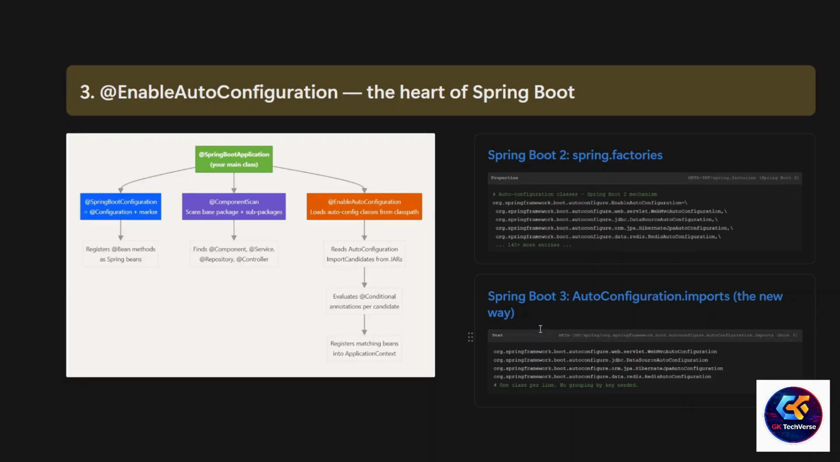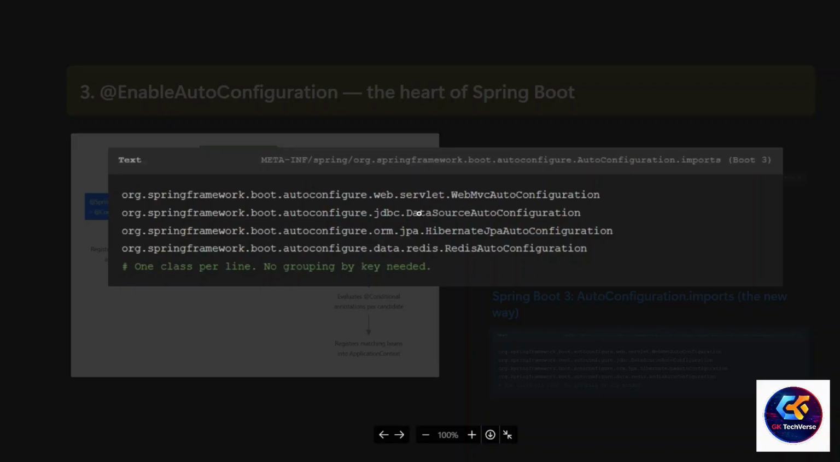In Spring Boot version 3, it moved to a more structured file. One class per line. Cleaner, faster to parse and validate at build time with the new @AutoConfiguration annotation. Every auto configuration class is just a configuration class with conditional annotations. Let me show you a simplified version of DataSourceAutoConfiguration.